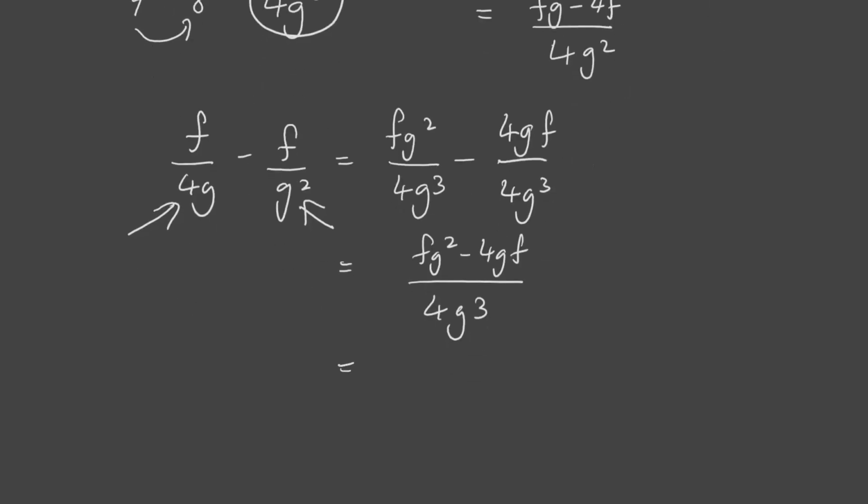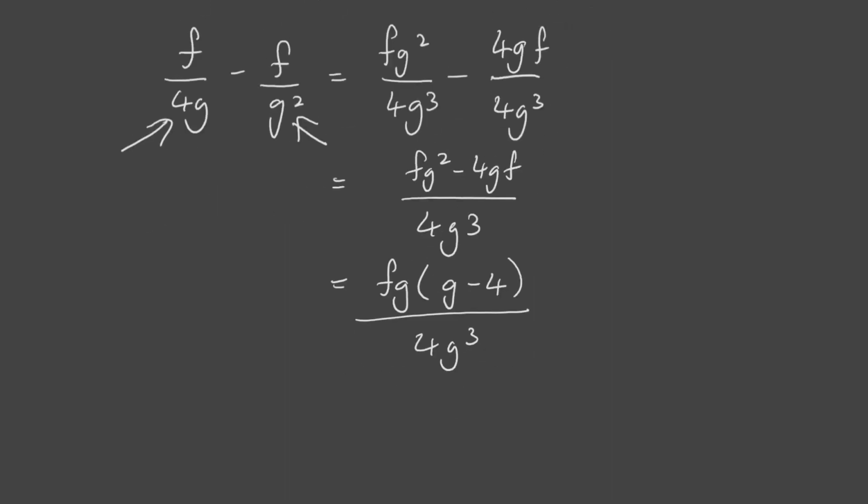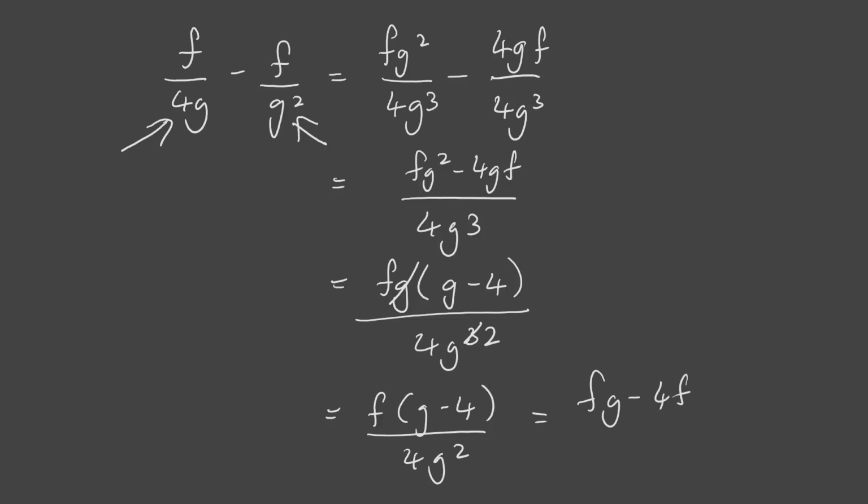And if we factorized, you can see that we could take out an fg on the top, and then we would have g take away 4 over 4g cubed, and then at that point you could cancel the g there and knock that one down to a squared, and we would have fg minus 4 over 4g squared. And if you expand out the top again, you've then got fg minus 4f over 4g squared, which is what we had before.